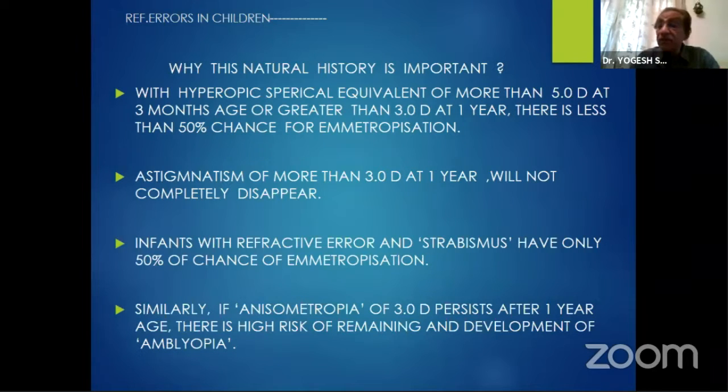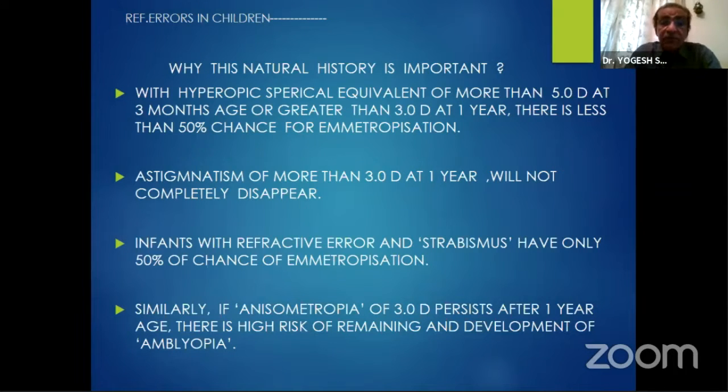And those repercussions are that you might go into an amblyopia, you might go into a defective vision, and you might go into a bilateral ametropic amblyopia if the hypermetropia is more than that, or you may go into an esotropia. So this is the cascading effect if the hypermetropia does not disappear. If it is more than 5 diopters at 3 months, or more than 3 diopters at 1 year, where it should start disappearing, then there is a 50% chance that it will not disappear.